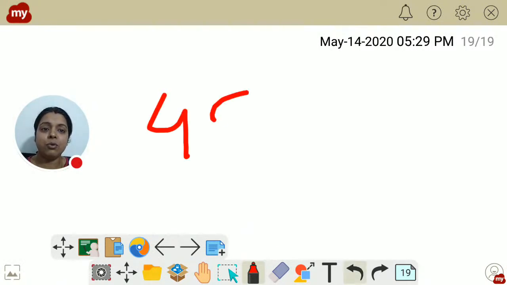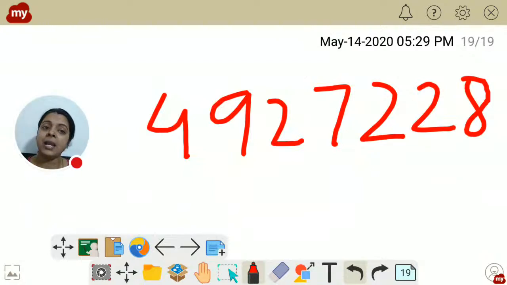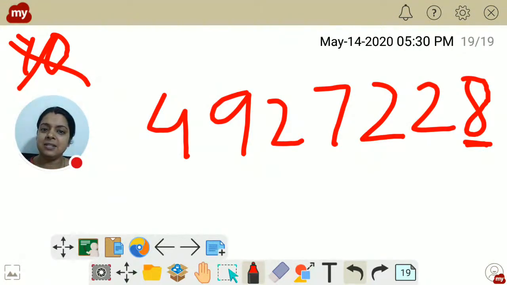Now just see 4, 9, 2, 7, 5, 2, 8. Oh my God, such a big number. And I have to check whether it is divisible by 2, 3, 4, 6, 5 and 10, because we have gone through these rules. So let's see. First, I'll take divisible by 10. Any number which is divisible by 10 has 0 at the end. No 0, so undoubtedly it is not divisible by 10, right?